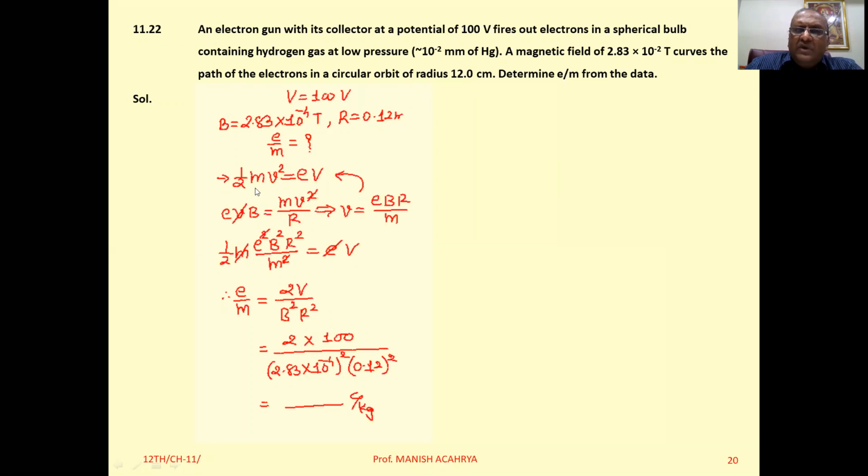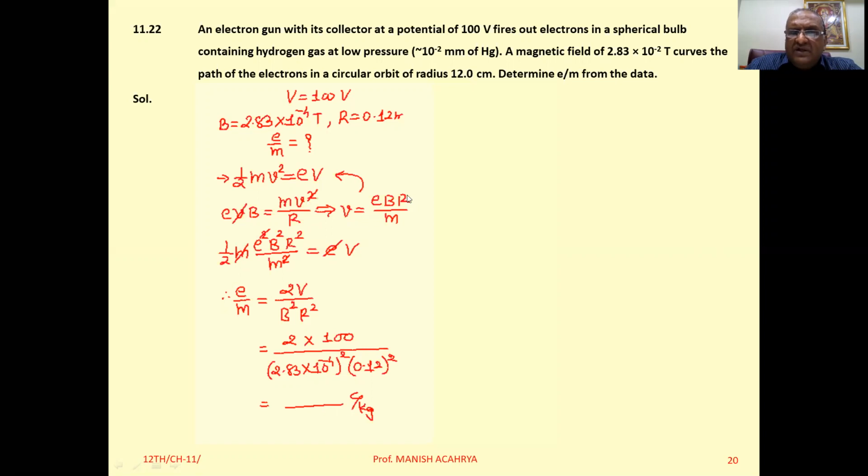Okay, so when electron is accelerated with 100 volt, the kinetic energy gained, half mv square, that is eV. Then when it is subjected to the magnetic field B, the required centripetal force mv square by r is provided by the magnetic force evB. So one v will be cancelled. So make v as a subject. So v equal to eBr by m.